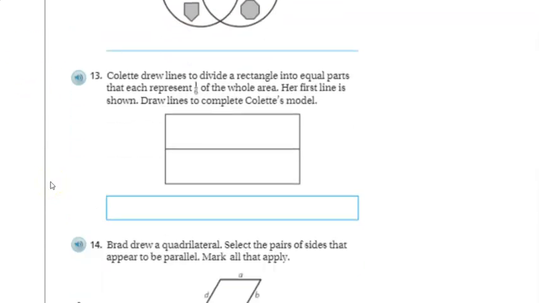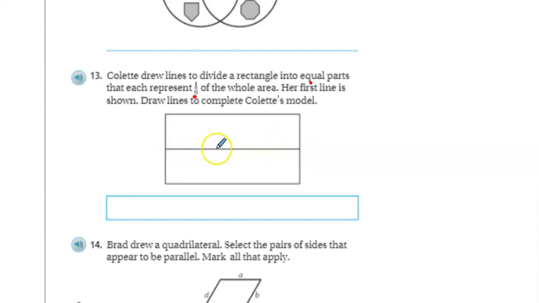So then we have Colette drew lines to divide the rectangle into equal parts that each represent 1/6 of the whole area. So now we're talking fractional parts. And we know fractions mean equal parts. Right here we have equal parts. So her first line is already shown. She took this rectangle and she cut it straight across. Now she needs 6 equal parts.